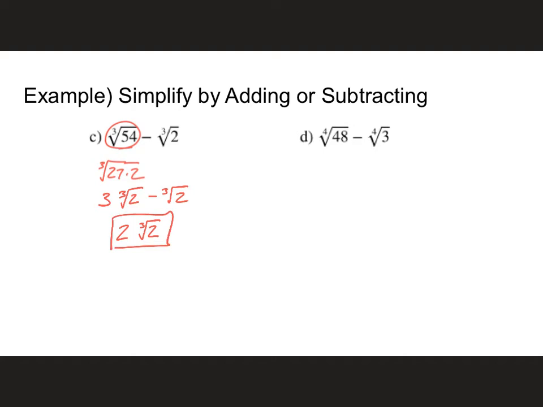Part D is the same thing, same idea. If you want to pause the video right now and give that a try, go for it. Okay, so I'm going to do the same thing. I'm going to simplify that. And 48 is 16 times 3. The fourth root of 16 is 2. So this turns into 2 times the fourth root of 3 minus a fourth root of 3, which just gives me 1 fourth root of 3. But we actually don't need to write that 1 at all. You can just forget that 1 was even there and just write it as the fourth root of 3. That answer is good enough.